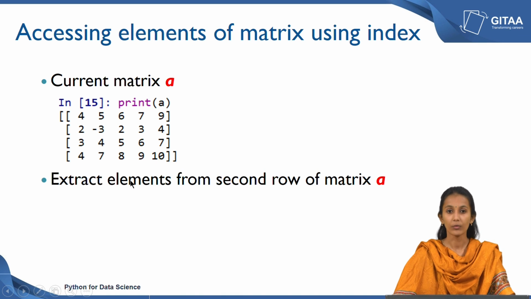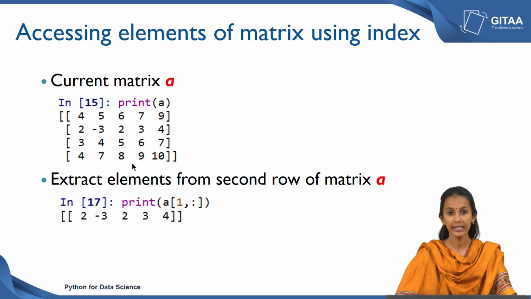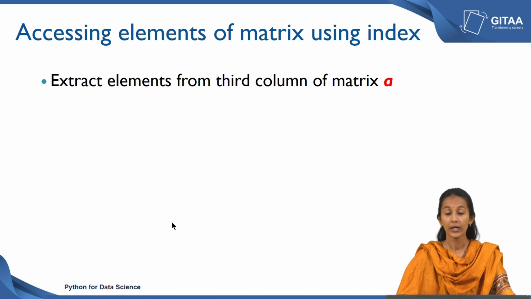Let's say if you wanted to extract elements from the second row, you can access using the index number. So if you give print of A followed by the row index, the second row corresponds to the index number 1. So 1 comma colon, which means take all the columns corresponding to that index. Once you have done this, we will get an output of 2, -3, 2, 3, 4. Let's say if you wanted to extract from the third column, then you can do that as well.